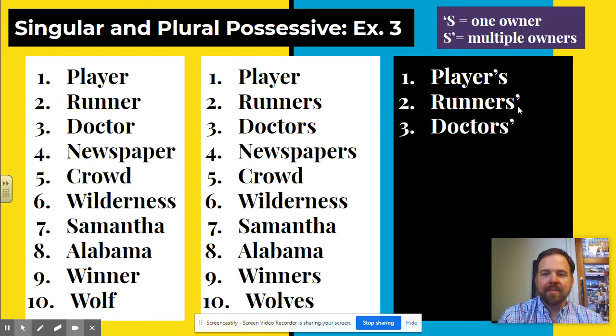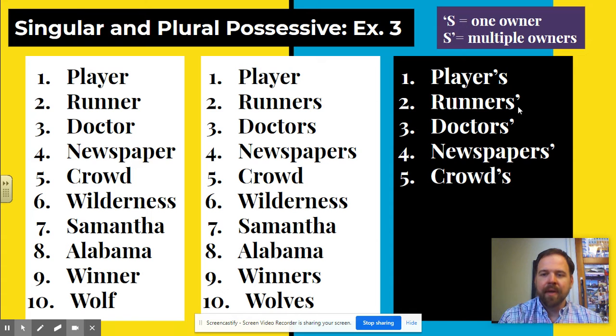Number three is the same deal. There's multiple doctors, multiple ownership. So it's S apostrophe. Number four is the same thing, multiple newspapers, multiple ownership, S apostrophe. Five is tricky, but it's actually apostrophe S. Okay, we're going to talk about these later in the week, but there's words known as collective nouns.